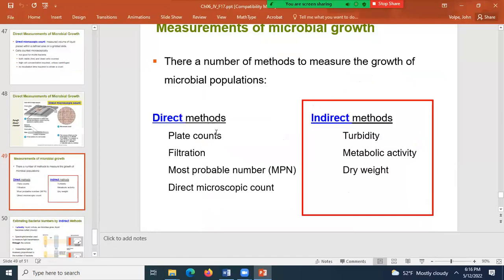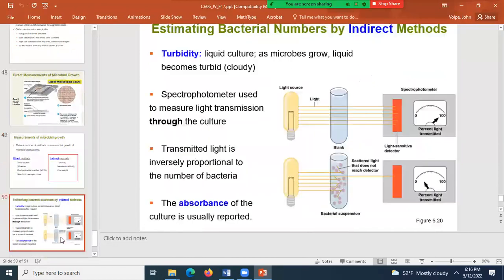All right, so that's the direct methods I'm going to talk about. I'm not going to talk about the most probable number. Let's talk about the indirect methods, ways to measure the count of bacteria using indirect methods.